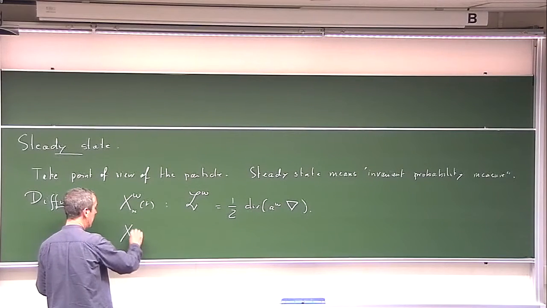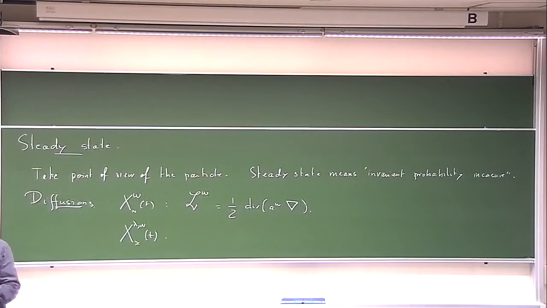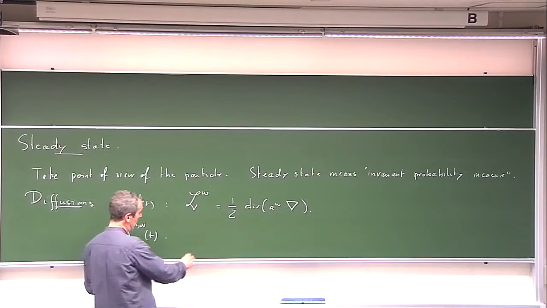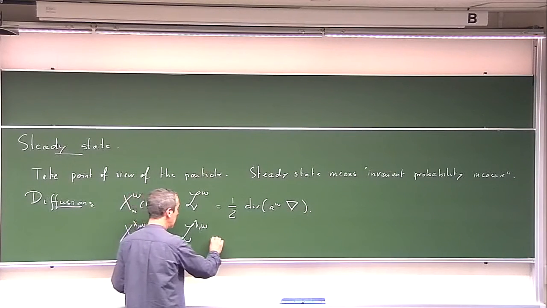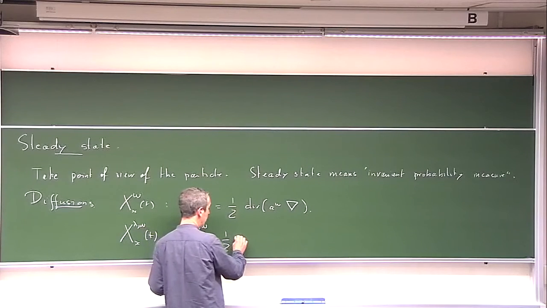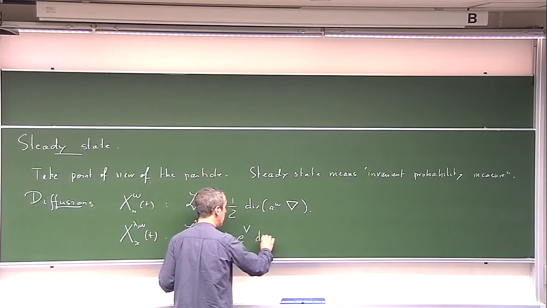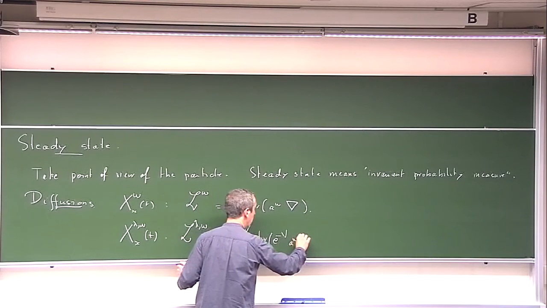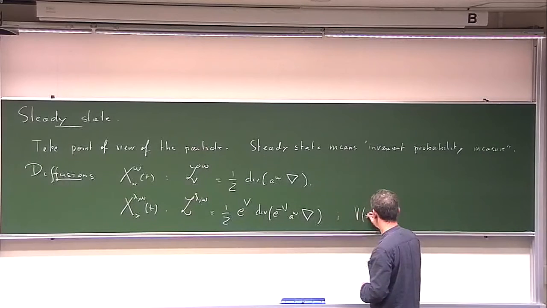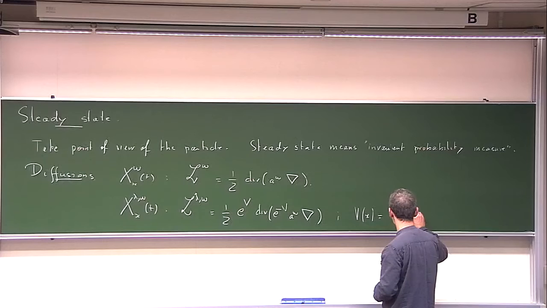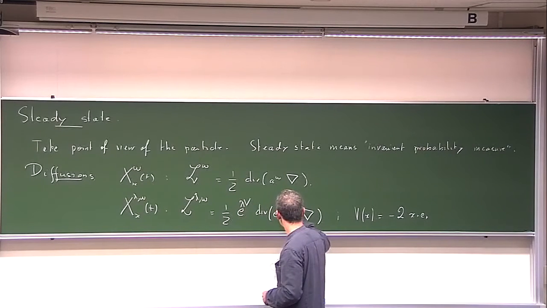And I also add this x lambda omega now, which is the one that we obtain by putting a constant force in the direction E1. And the generator of this process has the form 1/2 exponential v div exponential minus v a omega grad, where v is the force that we apply. So v of x is just, I think, minus twice lambda x dot e1. I forgot the lambda, I should put the lambda somewhere. Maybe we can put it here. Okay.